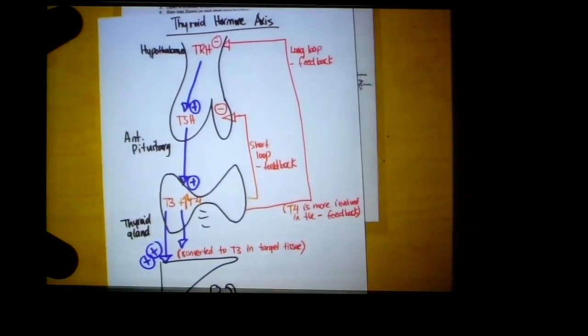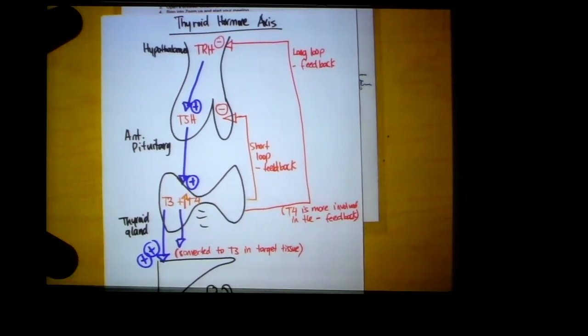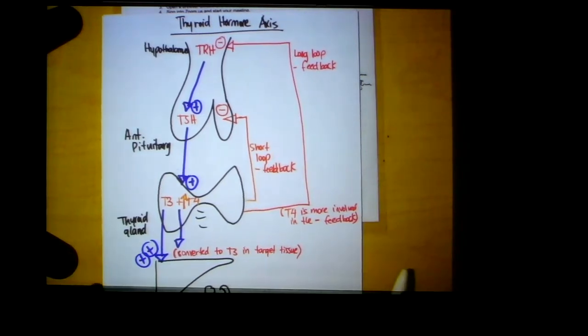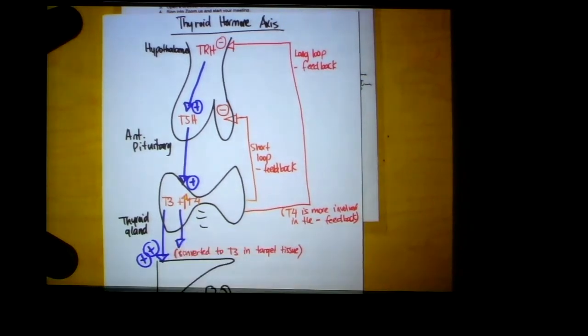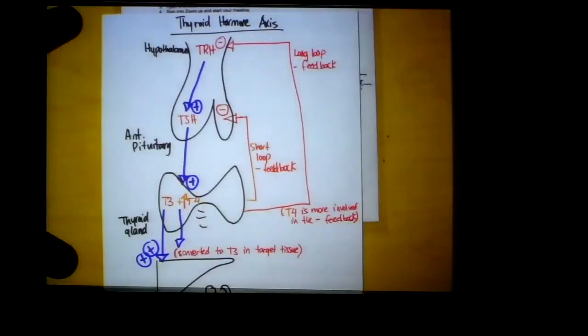Okay, so I'll leave this up here a little bit. It's kind of hard to see both. So this is how thyroid hormone is regulated. This is how we can dictate how much T3, T4 is made, how much TSH is made, and then how much TRH is made by regulating using these feedback loops, okay?